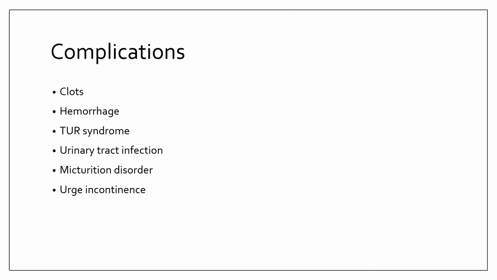Complications for a prostatectomy can include clots, hemorrhage, and TUR syndrome, which is a form of water intoxication in which the fluid is absorbed and produces systemic manifestations. They do use a lot of irrigation for these procedures, so it's very important to monitor the patient closely afterwards. It can also cause a urinary tract infection, micturition disorder, which is abnormalities in the process of urine voiding or the frequency of urination, and it can cause urge incontinence.